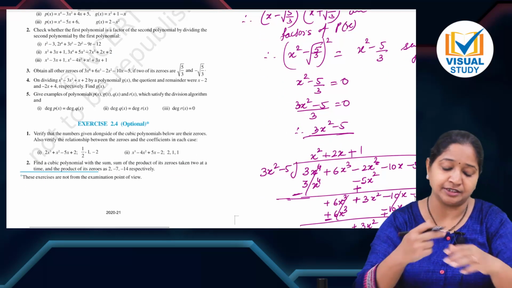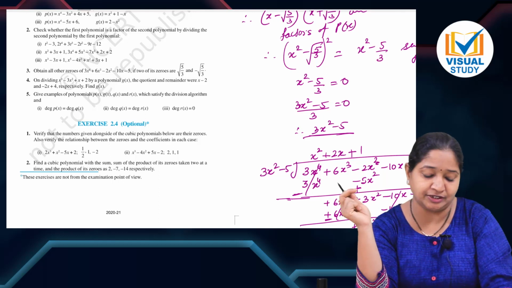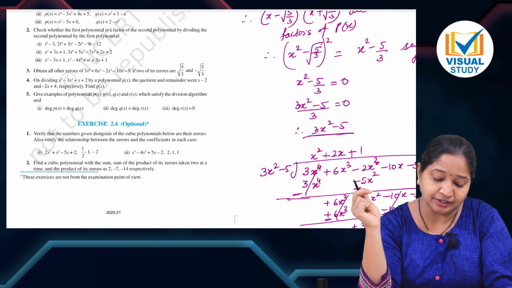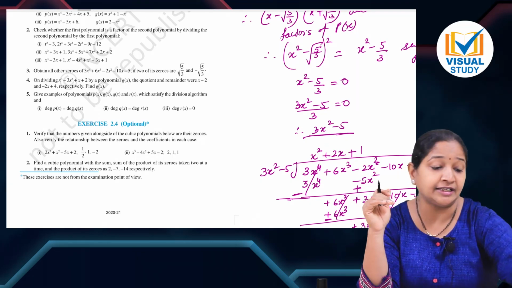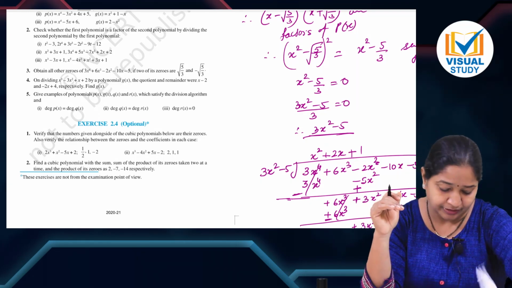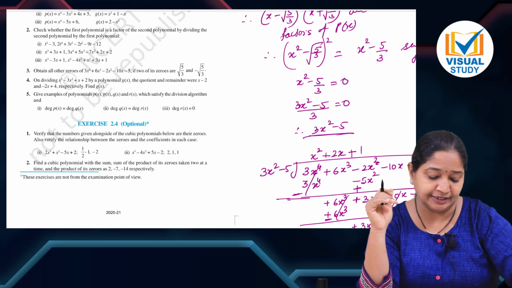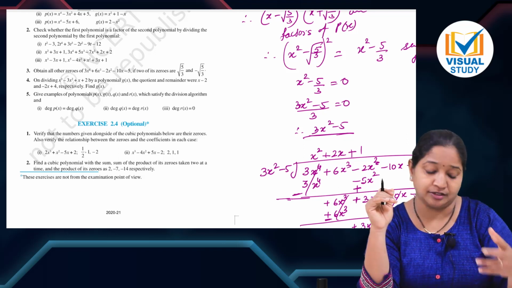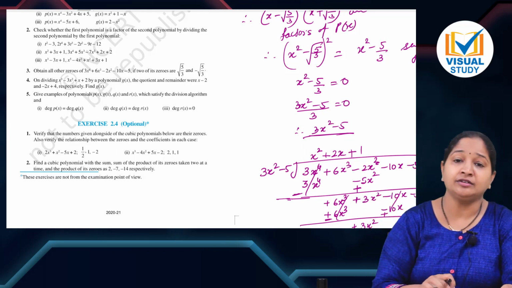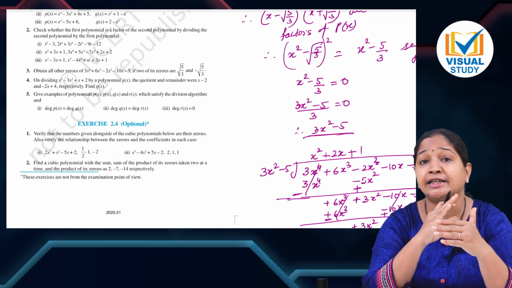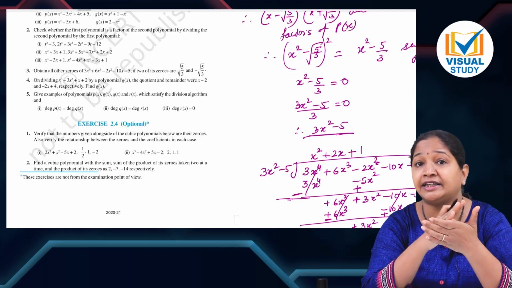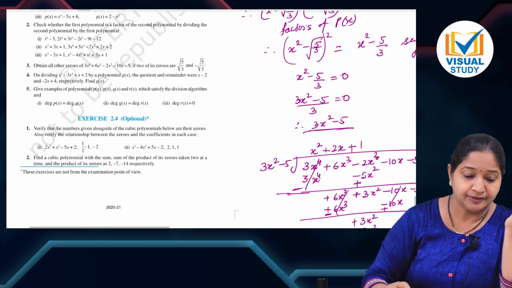Question number 5 is: give examples of polynomials which satisfy the division algorithm, and you can do it for yourself. That is, degree of p of x is equal to degree of g of x. You can write any polynomial with the degree same, means you have to keep the degree of divisor and the dividend same, and you can do it.